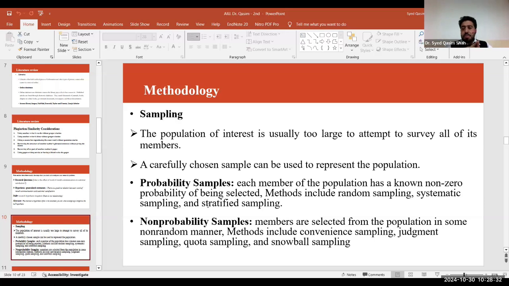In terms of non-probability sampling, members are selected from the population in some non-random manner. Let's say convenience sampling or judgment sampling, quota sampling or snowball sampling. Convenience sampling means, again, I am using certain criteria, certain subgroups. Judgment sampling, or quota sampling, I'm coming up with certain subgroups, certain quotas from male, female. Then snowball sampling.